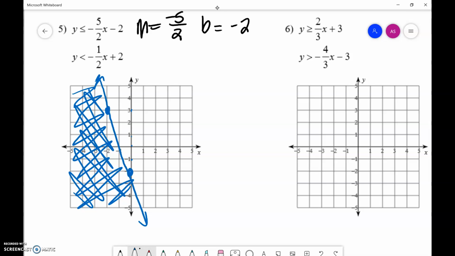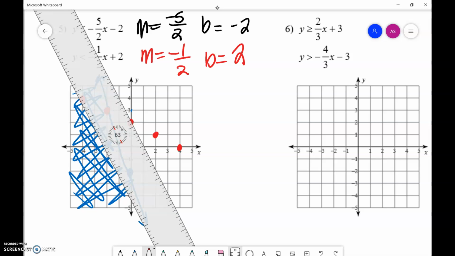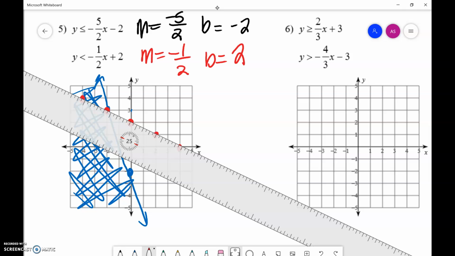All right, my next graph, I have -1/2 as the slope and 2 as the y-intercept. So we start at 2. We go down 1/2, down 1/2. Then here we go up 1/2, up 1/2. Okay, we have a less than sign, so we're gonna have a dotted line.